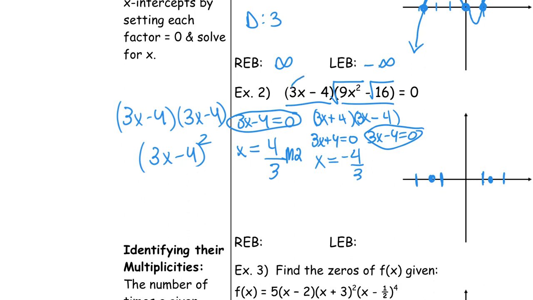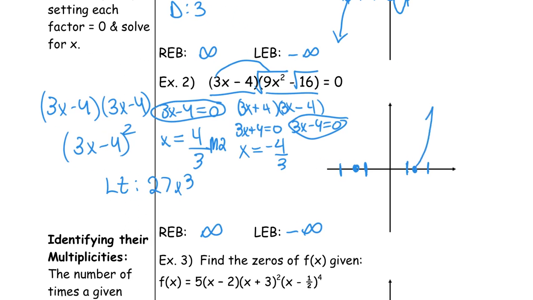So let's think about our leading term. If we multiply those two, what would we get for a leading term? How about 27x cubed? So that's my leading term. My leading coefficient is positive. So what is my right end behavior? Positive infinity. My degree is odd. So what is my left end behavior? Good. So here we go. We're going to go up from this one, and we're going to go down from this one.